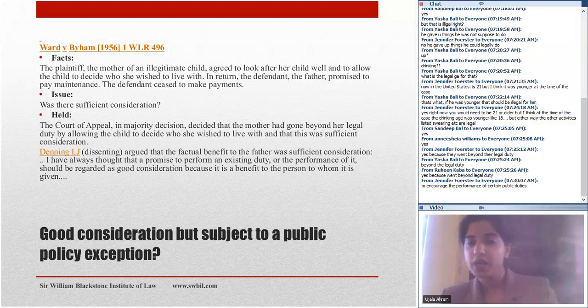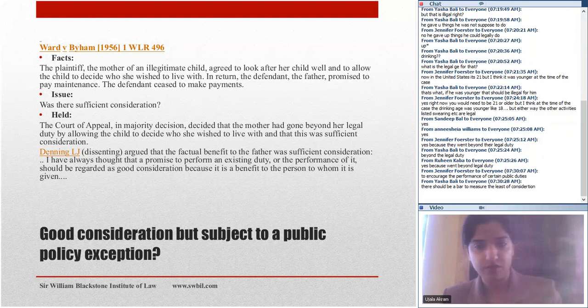Yes. So Jennifer, yes, and Saliha. Jennifer is saying to encourage performance of certain public duties. Yes, of course, and that's right. And Saliha, it is interesting that Saliha is saying that it is for larger good. Actually, yes, that is absolutely right. The public policy exception is there in place for larger good. And Yasha is saying there should be a bar to measure the least of consideration. Yasha, could you please explain it a little bit more? What are you saying?